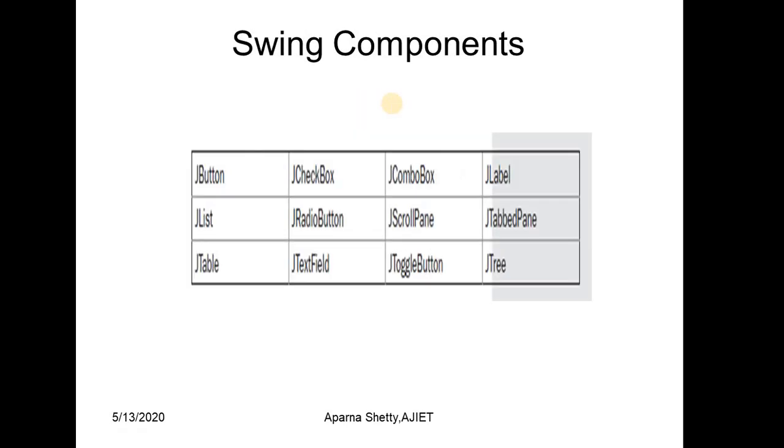Next, let us look at the swing components. Already we have told about the different swing components, right? So there are different types of swing components. A few of them are JButton, JList, JTable, JCheckbox, JRadioButton, JTextField, combo box, JScrollPane, JToggleButton, JTree, JTabbedPane, JLabel. Okay, so we will be studying some of these swing components.